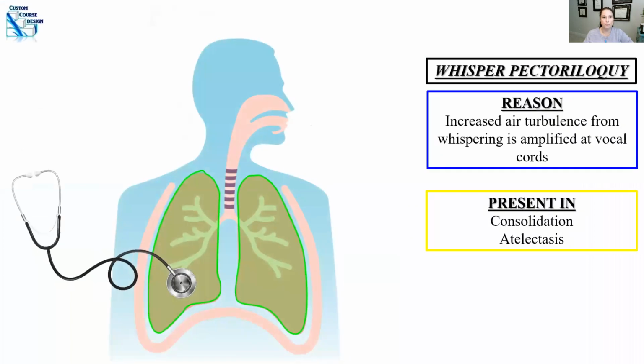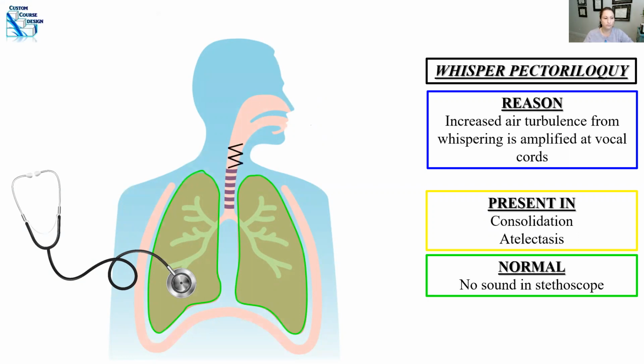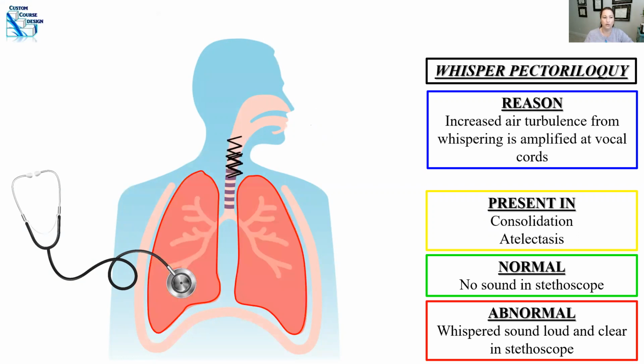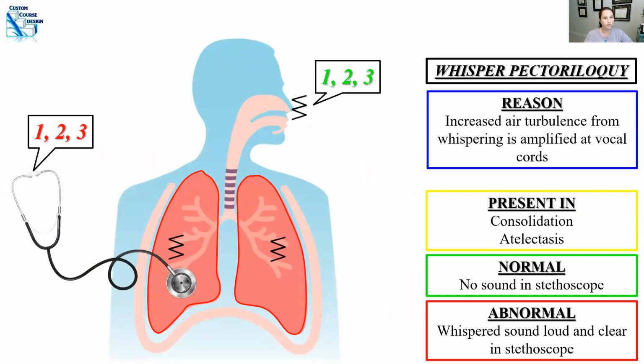Let's start off with whisper pectoriloquy. Remember, in this one, we're going to ask the patient to whisper 1, 2, 3. In a normal finding, you will not be able to hear this in the stethoscope. But if the patient has consolidation or atelectasis, this causes increased air turbulence at the vocal cords, so it amplifies that sound. So the patient will whisper 1, 2, 3, and you will actually be able to hear that within the stethoscope. So remember, whisper pectoriloquy is present in consolidation and atelectasis.